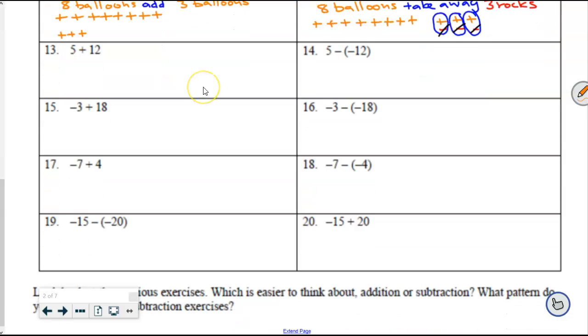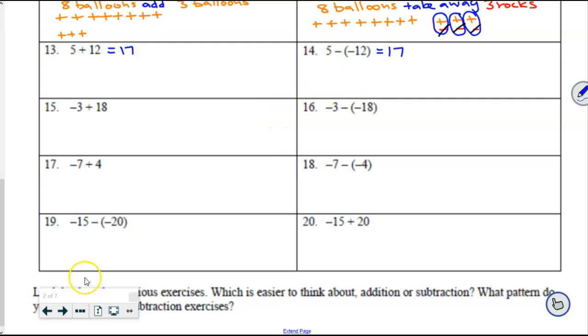For anybody else who made it further than me, here's the answers. 5 plus 12 is 17. 5 minus a -12 is also 17. Because if we're taking away rocks, the basket goes up.